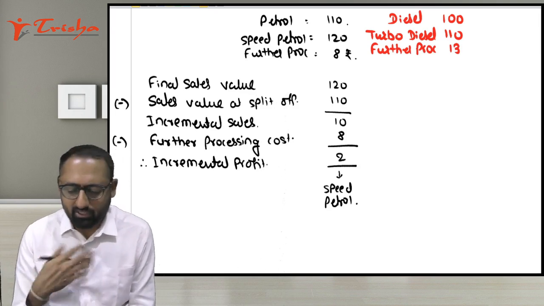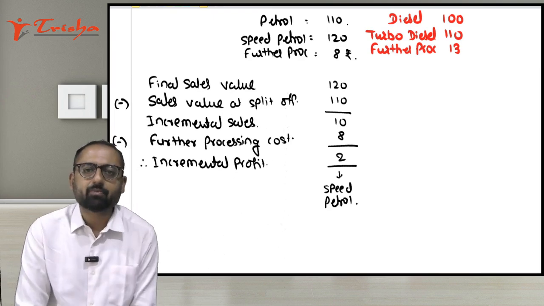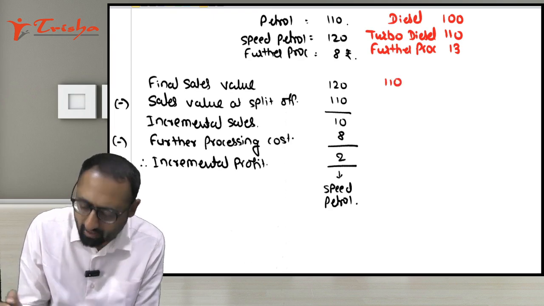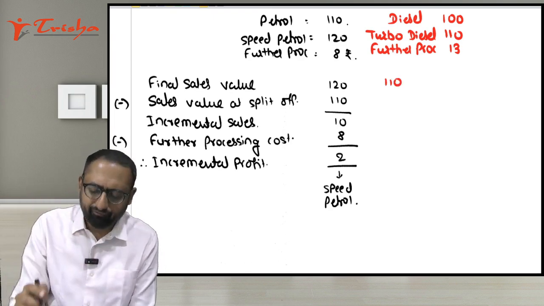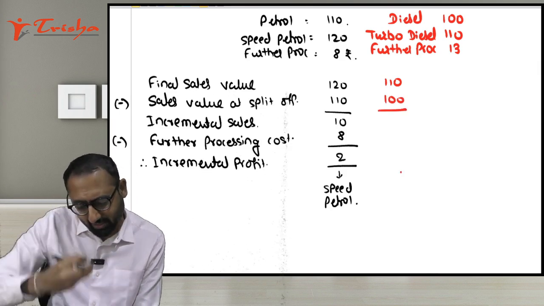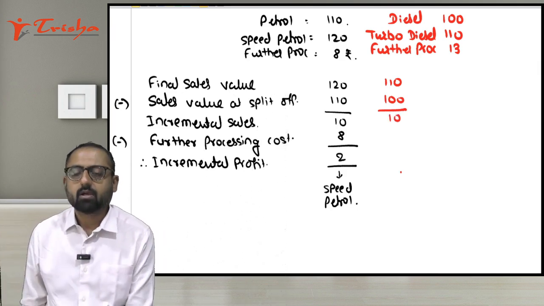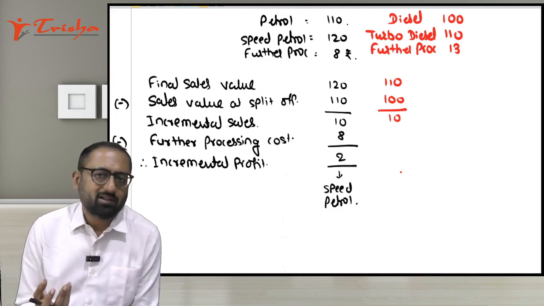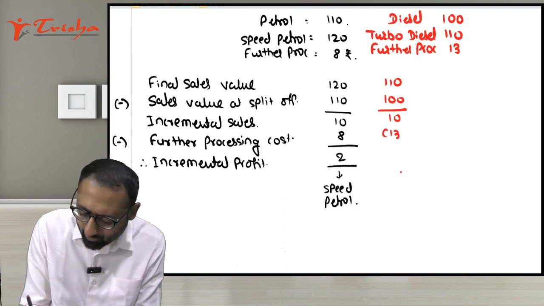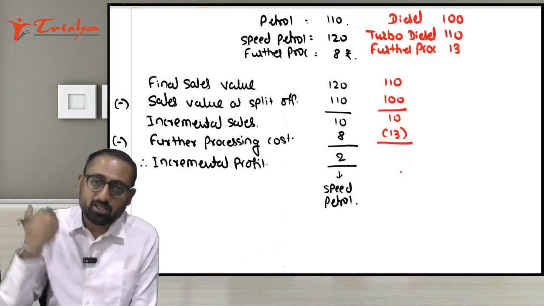Now the question is whether to sell diesel or turbo diesel. Let's take the example again. Final sales value means sales value of the turbo diesel, it will be 110, minus sales value at split off, that is diesel, 100 rupees. So by converting diesel into turbo diesel, you are increasing the sales value by 10 rupees. But to convert that diesel into turbo diesel, you are going to incur the additional further processing cost, and that further processing cost is 13 rupees. So to increase the sales by 10 rupees, you are increasing your cost by 13 rupees.